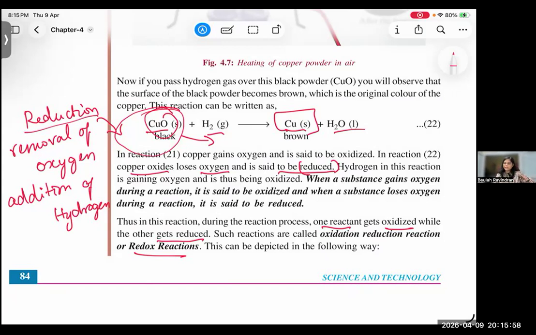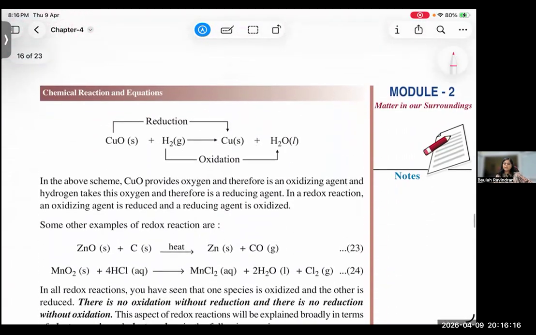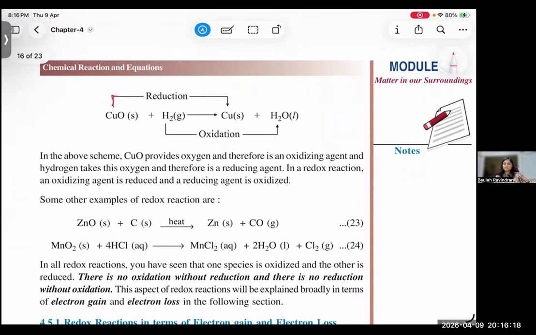So when a substance gains oxygen during a reaction, it is said to be oxidized. When a substance loses oxygen during a reaction, it is said to be reduced, right? But you can write both. Removal of oxygen, and addition of hydrogen, is reduction. This is reduction. This is oxidation. Clear or not?